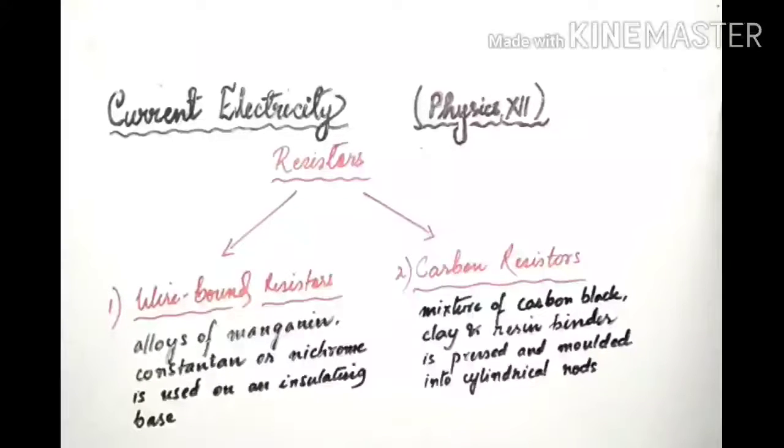Before dealing with carbon resistors, let us see what resistors are at first. Resistors are devices which are used to provide resistance to the electric circuit. And resistors are seen to be of two kinds. One is wire-bound resistors and the other is carbon resistors. Now, what are wire-bound resistors?